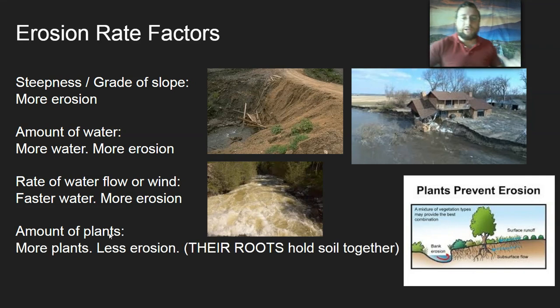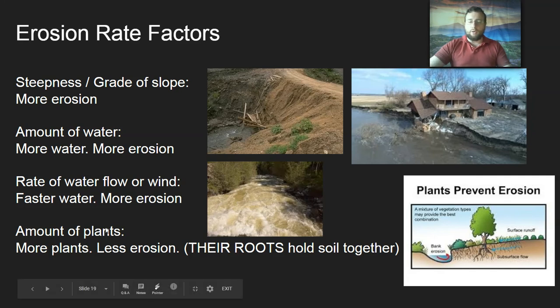If you have plants, that's going to slow down the erosion because typically the roots are going to hold the soil in place. So yes, they crack the soil. Yes, they can produce chemicals that can break down the rock. But for the most part, they will hold the soil in place. So if you take the plants away, it will make erosion worse. With the plants, less erosion.